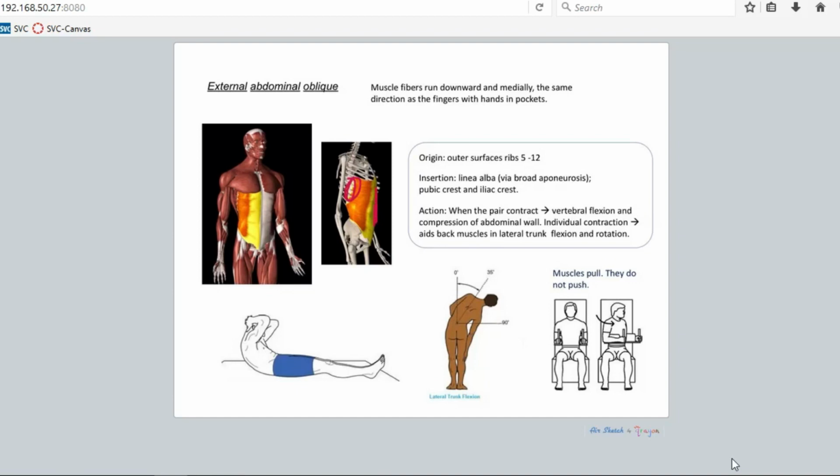So what happens when these contract? When both sides of the external abdominal oblique contract, it results in vertebral flexion and compression of the abdominal wall. But if just one side contracts, that's involved in trunk rotation. In particular, it's going to rotate to the same side that that muscle is on, because muscles pull, they don't push.